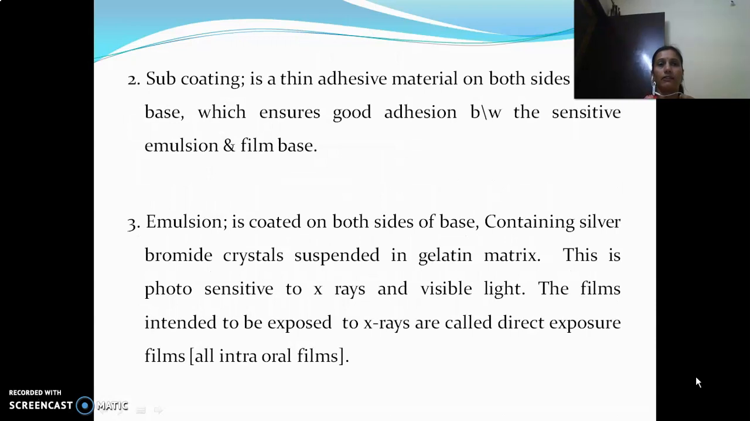The second layer in the film is subcoating. It is a thin adhesive material on both sides of the base which ensures good adhesion between the sensitive emulsion and film base. The third component is emulsion. It is coated on either side of the base, mainly containing silver bromide crystals suspended in a gelatin matrix. This is photosensitive to X-rays and visible light. The films intended to be exposed to X-rays are called direct exposure films. So all intraoral films are direct exposure films.